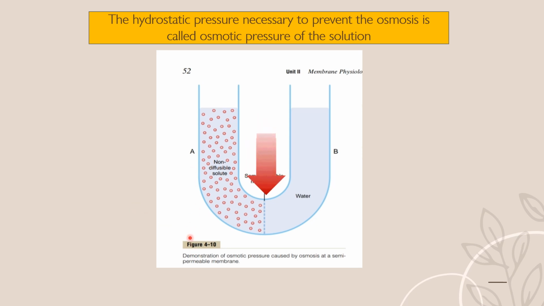So when we are studying osmosis, we need to know about two things. One is the osmotic pressure, and osmotic pressure depends upon the concentration of the osmotically active particle. So we want to know how we will express the concentration of osmotically active particle. So one thing is osmotic pressure, another is the concentration. These two things we need to know.